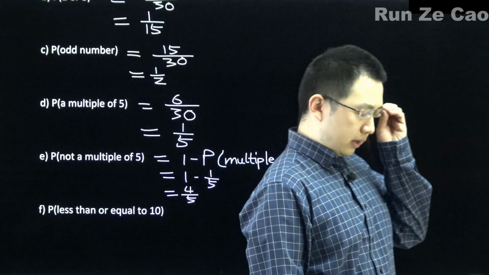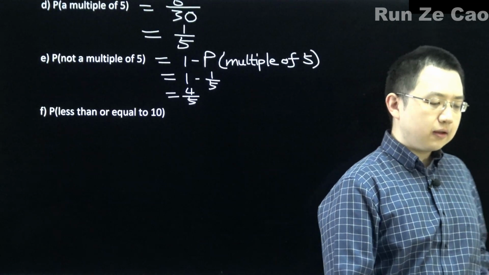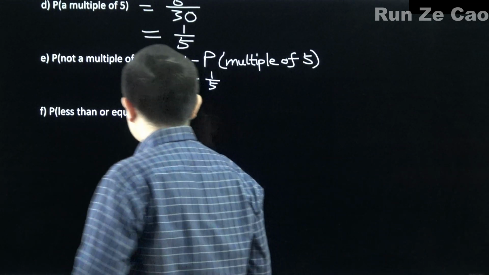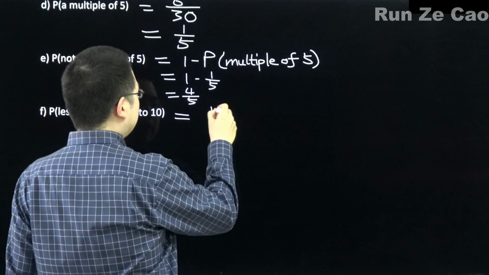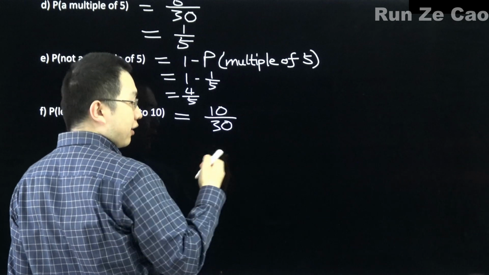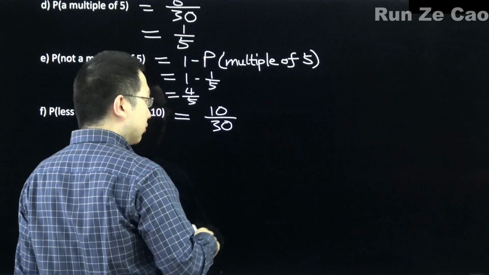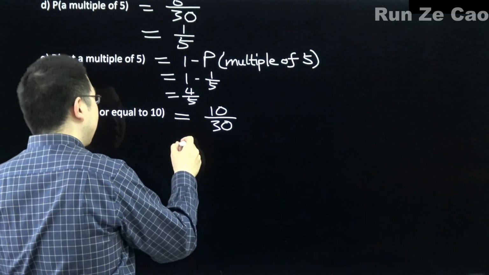Now, the chance of it being less than or equal to 10, we started at 1 and we ended at 30. That means we would be looking at the first 10 numbers out of all 30 numbers, because we were counting one by one, as opposed to 1, 3, 5, 7, 9, and so on. Okay.